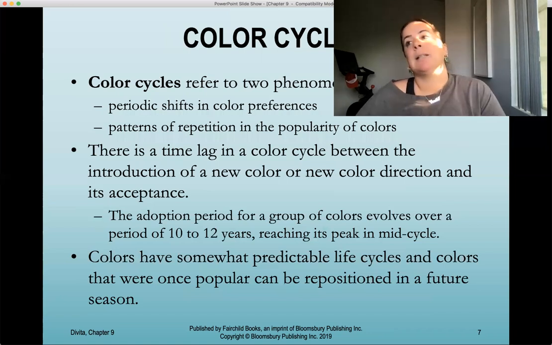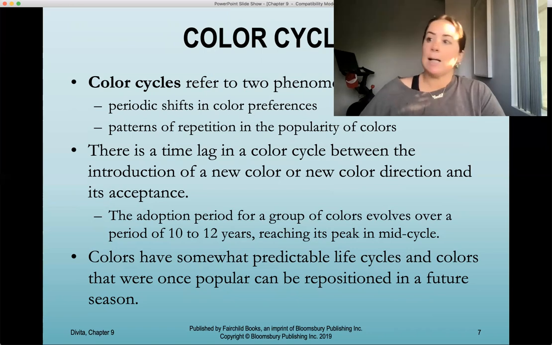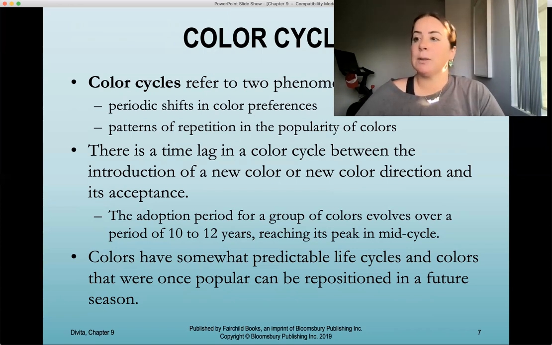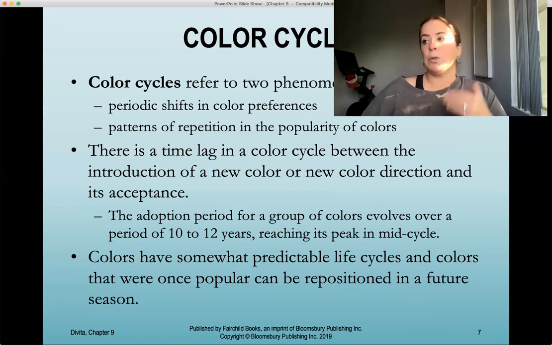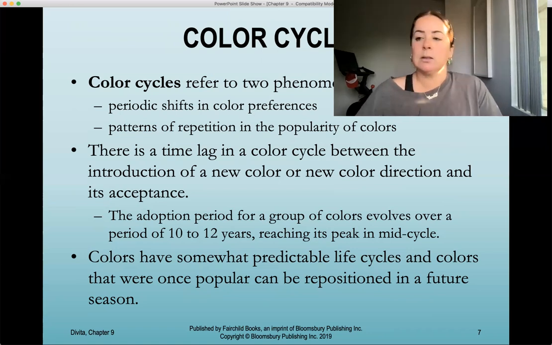Color cycles. So color cycles refer to 2 phenomena. One is periodic shifts in color preferences, and the second is patterns of repetition in the popularity of colors. There's typically a time lag in a color cycle between the introduction of a new color or a new color direction and its acceptance. The adoption period standard for a group of colors evolves over a period of 10 to 12 years, reaching its peak mid-cycle, so around 5 to 6 years.